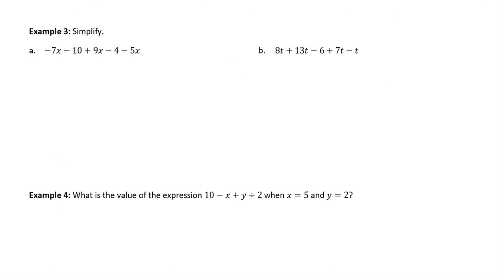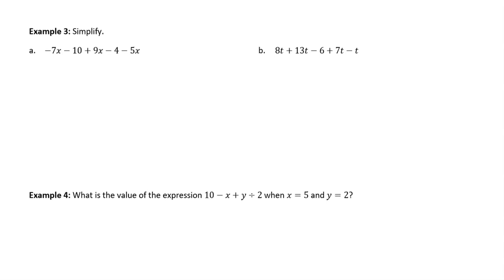On part A, we have negative 7x minus 10 plus 9x minus 4 minus 5x. If you notice, this is the same problem from example 2b, but now we're asked to simplify it. In the simplification with variables, we still want to follow our order of operations. So we're going to look at PEMDAS still, but we also want to consider what we're able to combine.